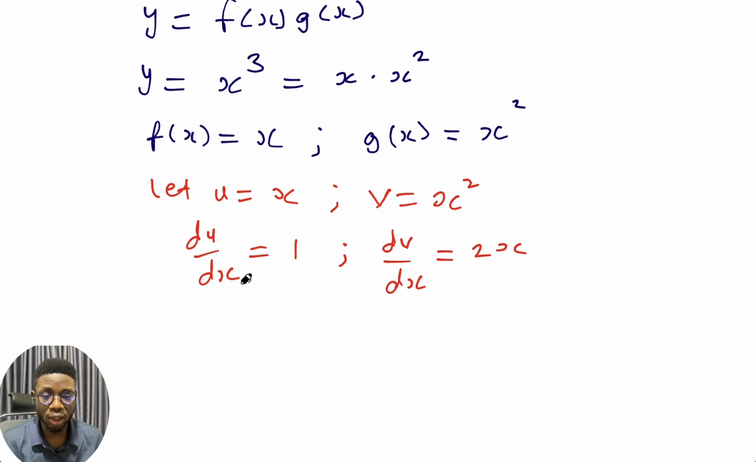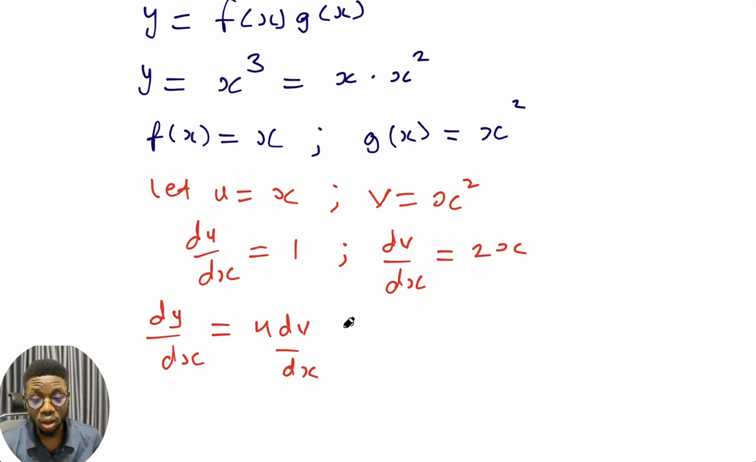Now, after getting these two results, what are we going to do afterwards? The product rule itself says that the derivative of y with respect to x, if you have a product of two functions u and v, is going to be u multiplied by dv dx plus v multiplied by du dx. And let's substitute everything that we have into this.